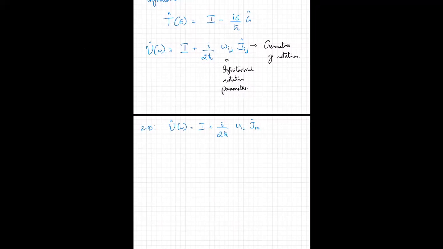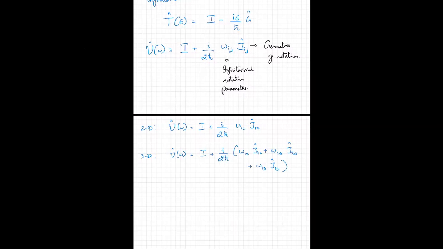Okay. And this J12 is a matrix, some 2 by 2 matrix. We have to figure out what this 2 by 2 matrix is. In 3 dimensions, if my physical space in which I'm doing the rotation is 3 dimensional, the corresponding operator induced in the Hilbert space is I plus i over 2 h bar. Now there are 3 possible omegas, so correspondingly there will be 3 possible J's. I can write this as omega 1 2 J12 plus omega 23 J23 plus omega 13 J13.